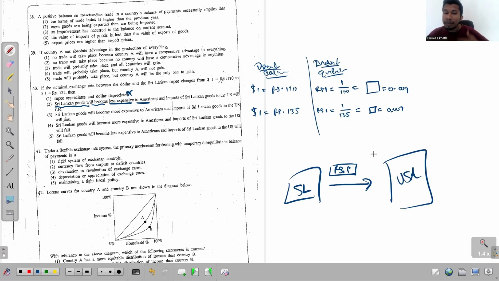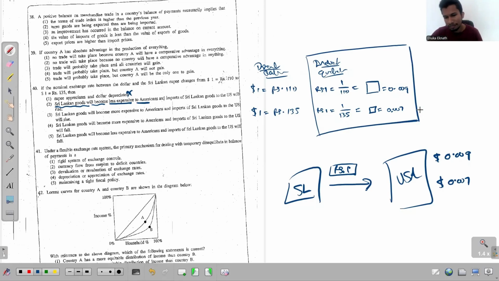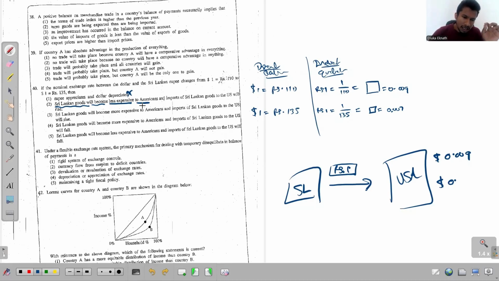Previously they had to pay $0.009 for this product, but now after depreciation of the rupee happens, they only need to pay 0.007. You can see that by looking at these values. So what has happened? The Sri Lankan product has become less expensive to Americans, so they can now afford the product. It's much cheaper than in the previous case.